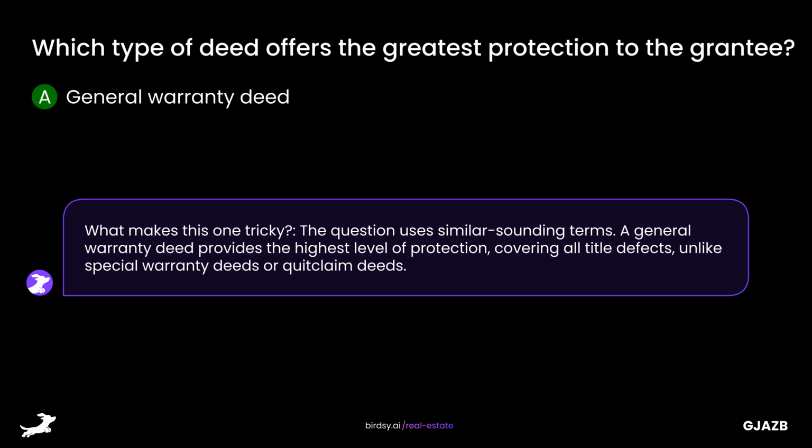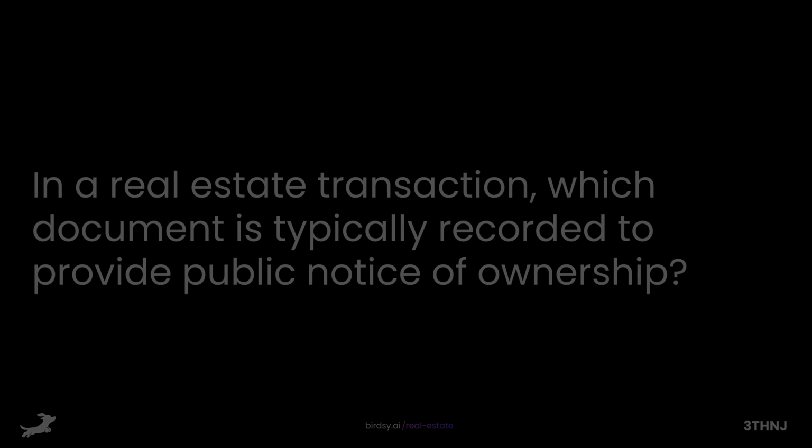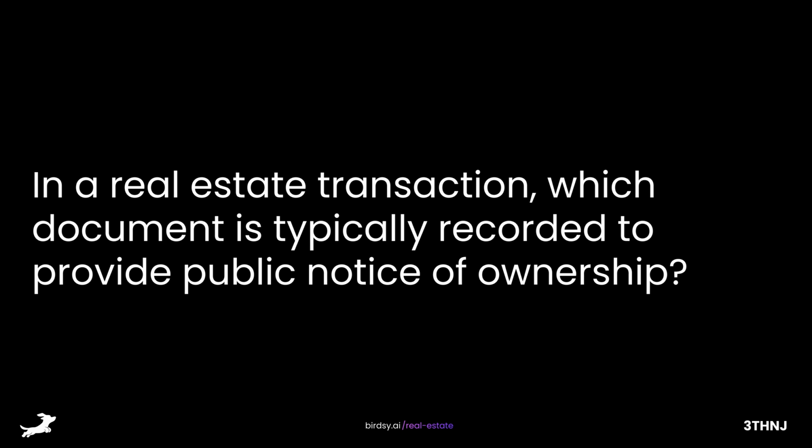What makes this one tricky? The question uses similar sounding terms. A general warranty deed provides the highest level of protection, covering all title defects, unlike special warranty deeds or quitclaim deeds. In a real estate transaction, which document is typically recorded to provide public notice of ownership?